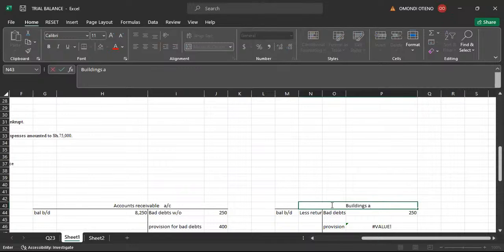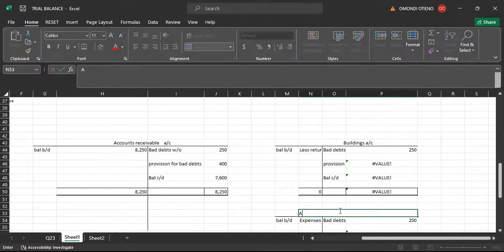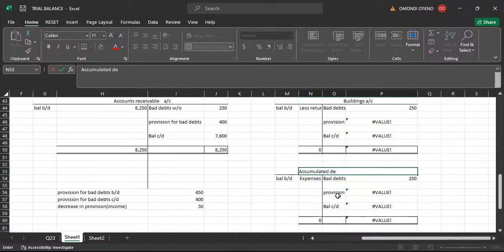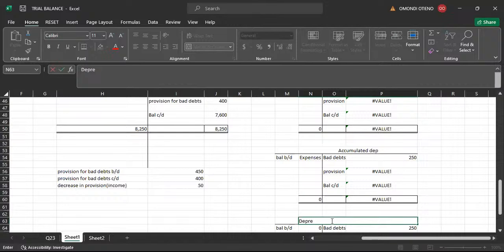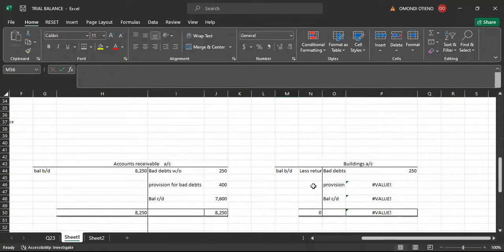Buildings account, then accumulated depreciation, then depreciation expense account. So the asset, the building, should have a balance brought down.